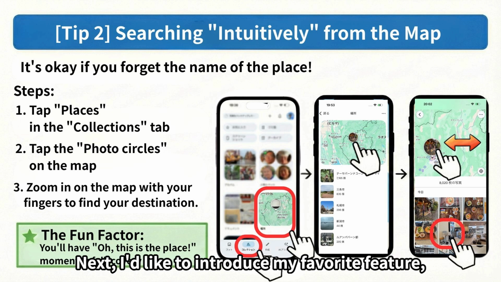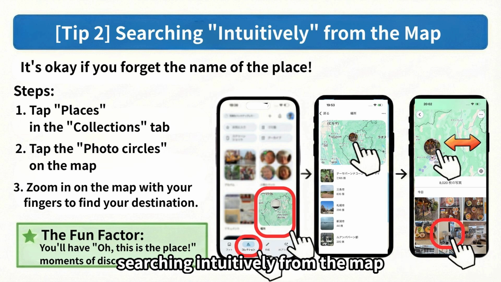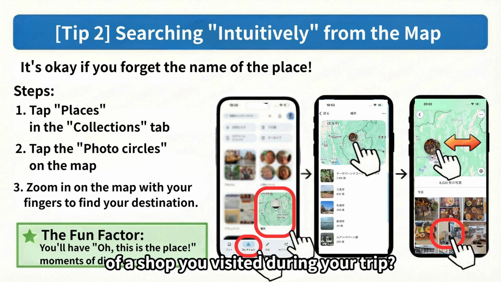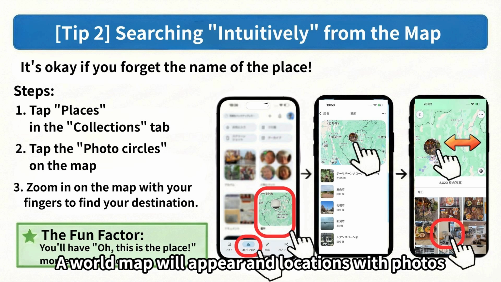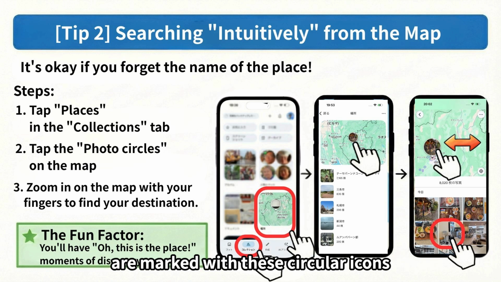Next, I'd like to introduce my favorite feature, searching intuitively from the map. Have you ever forgotten the name of a shop you visited during your trip? Even in those moments, this method will save the day. First, tap Collections at the bottom of the screen. Within that tab, you'll find an item labeled Places, so select that. A world map will appear, and locations with photos are marked with these circular icons.